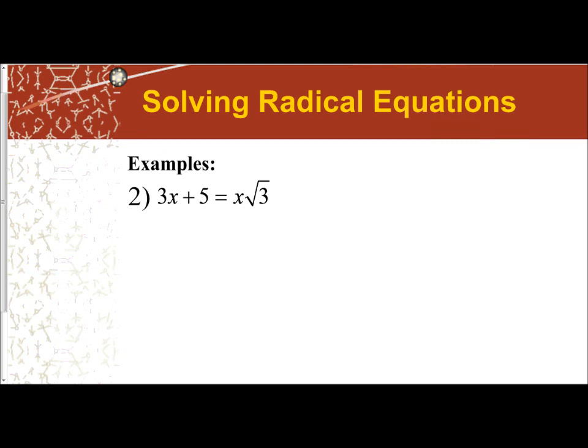What I'm going to do is I'm going to combine 2 steps into one. I'm going to subtract the x radical 3. So I get 3x minus x radical 3. And then I'm going to move the 5 to the other side by subtracting, so equals negative 5.